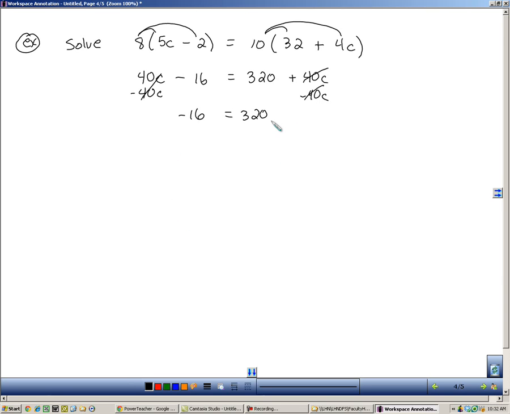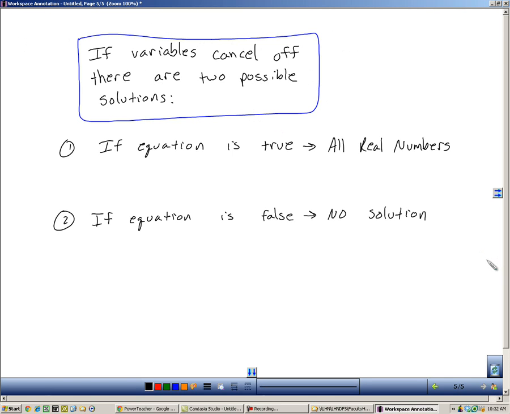This brings up a special situation that you're going to have to be familiar with, and I've made a separate sheet here to talk about that. If the variables cancel off, there are two possible solutions. One, if the equation is a true equation, then your answer is going to be all real numbers. There's a special symbol we can use to write that as shorthand. It's a capital R with 2 lines on the left side. That stands for all real numbers. That means that any number in the world will work in that variable.